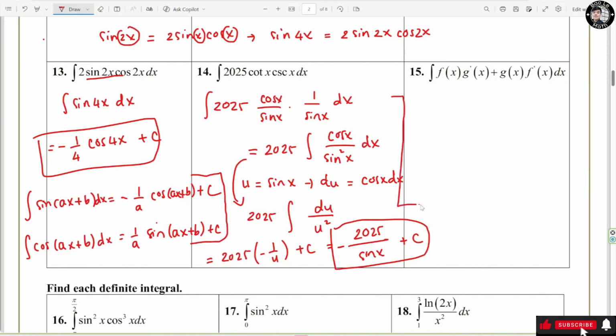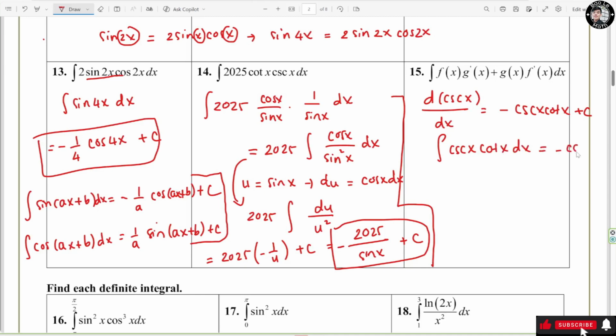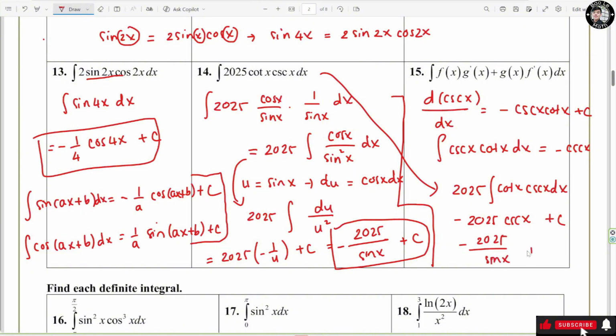Another way to do this problem is to memorize the formula. Remember, the derivative of cosecant s is negative cosecant s cotangent s plus c, right? So then the antiderivative of cosecant s cotangent s ds is going to be negative cosecant s. So this guy right here becomes 2025 times the antiderivative of cotangent s cosecant s ds, and it's going to be negative 2025 cosecant s plus c, and then it's going to be negative 2025 over sine s plus c, right?